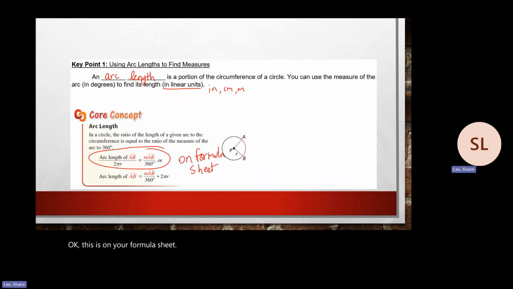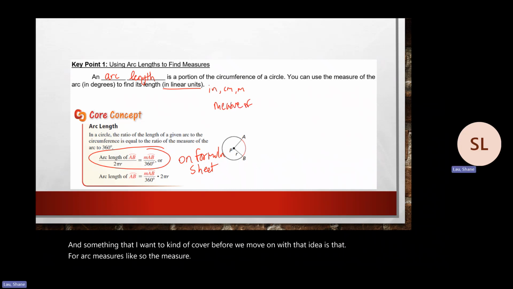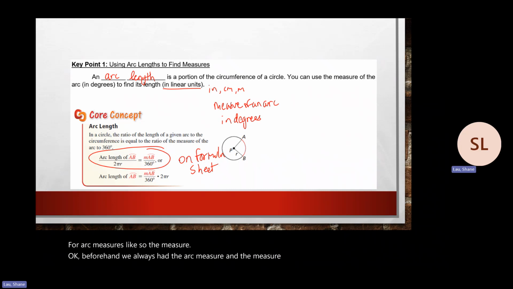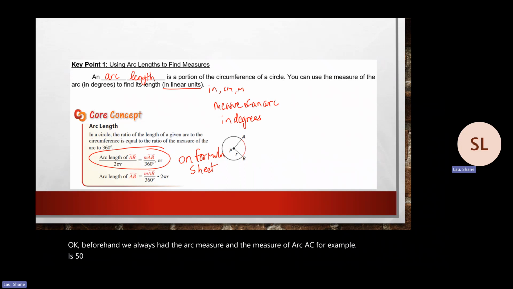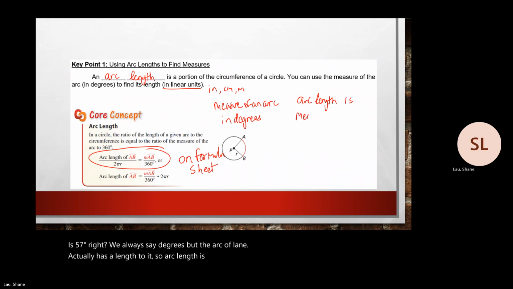Something I want to cover before we move on is that for arc measures, the measure of an arc is in degrees. Beforehand, we always said the measure of arc AC, for example, is 57 degrees. We'd always say degrees. But the arc length actually has a length to it. So arc length is measured in inches and centimeters and meters, etc. Anything else that can be explained like that.